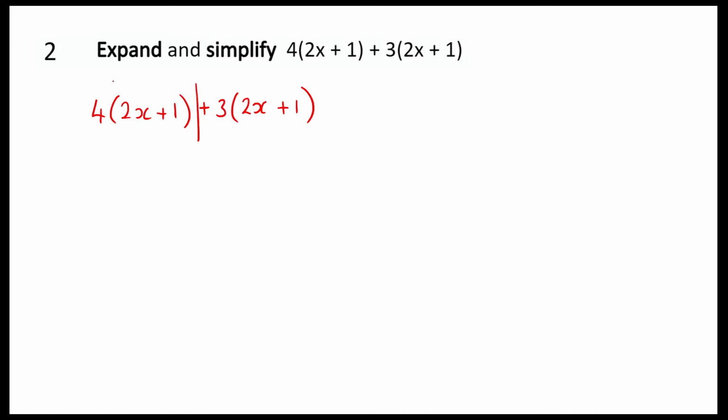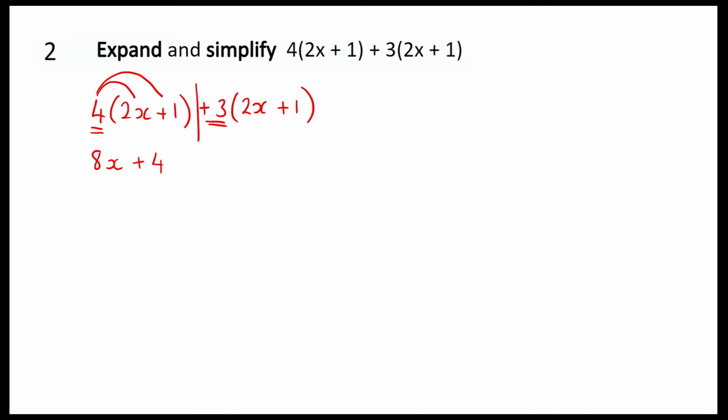Let's start on the left hand side. So we have 4 on the outside. We want to times this by everything inside our bracket. So 4 times 2x gives us 8x, and 4 times positive 1 gives us positive 4. That's the left side done.